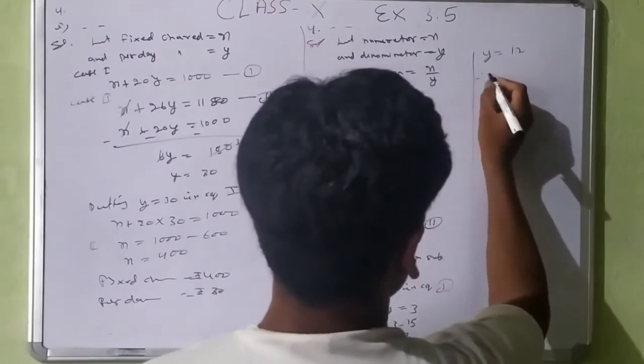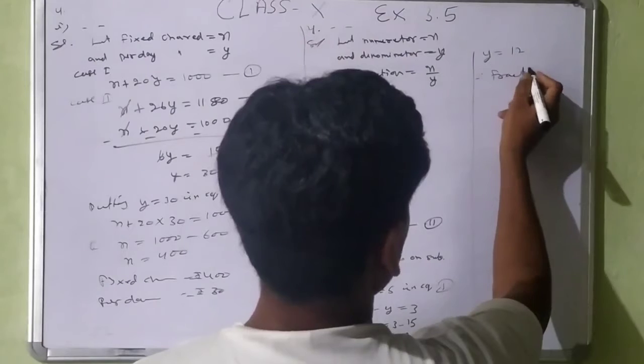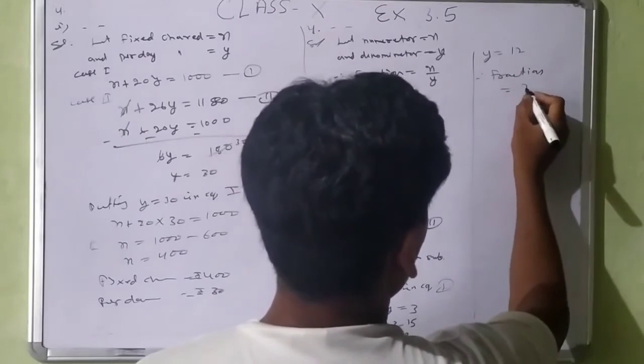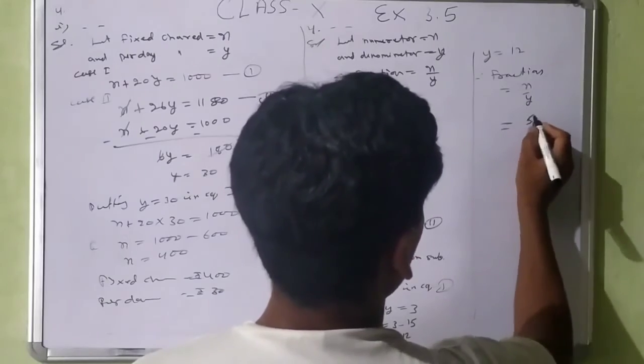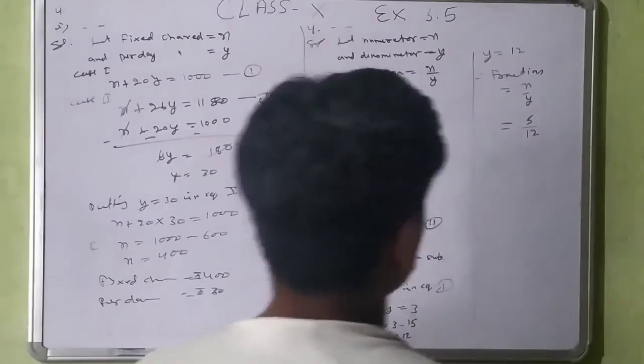So the fraction is equal to x upon y, where the x value is 5 and the y value is 12. Right?